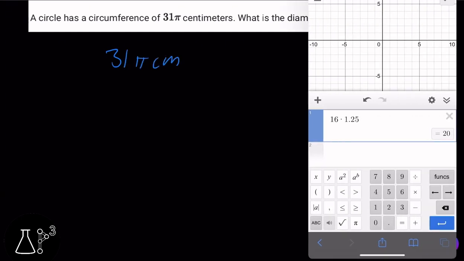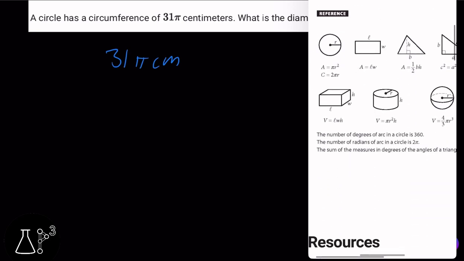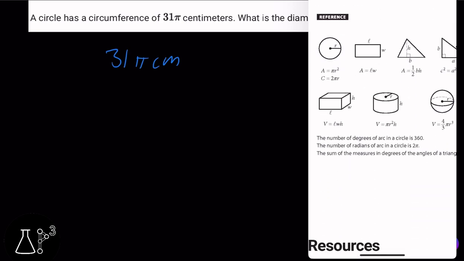A circle has a circumference of 31 pi centimeters. What is the diameter in centimeters of the circle? So what can I do? Well, I'm given that the circumference is 31 pi centimeters. So let me write that. And if we look at our SAT reference sheet, we can see the formula for the circumference, which equals 2 pi r.